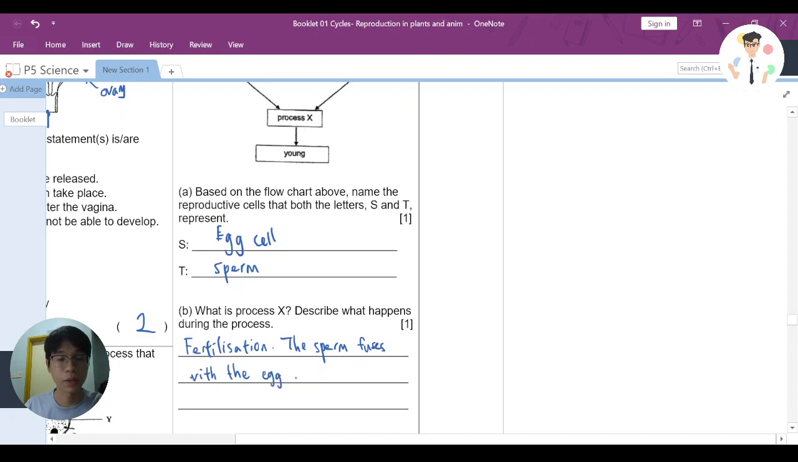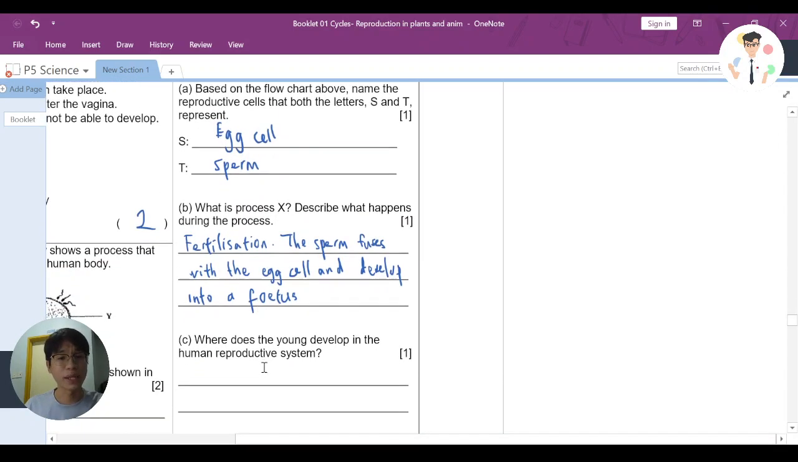That's all, okay? But if you want to further describe, you can say that it will develop into a fetus. Okay, this is cool. Okay, and that's all for B. And now let's move on to the next part of the question.